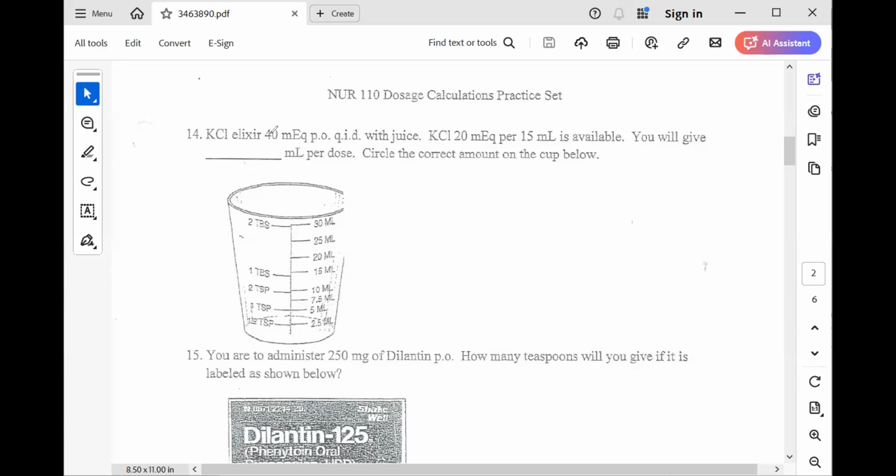It tells you that the order is 40 milliequivalents, that you have 20 milliequivalents per 15 ml available, and then they want to know how many ml to give per dose. Make sure that you pay attention that on a paper test, it might ask you to circle the correct amount. On the Blackboard version, they're going to ask you to drop a pointer on the cup.